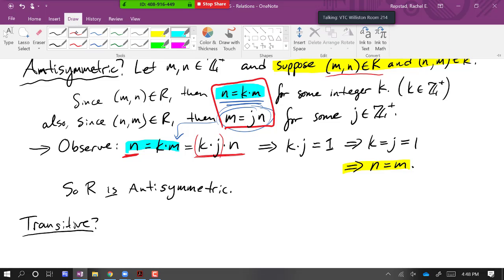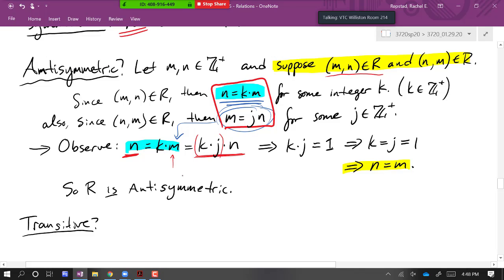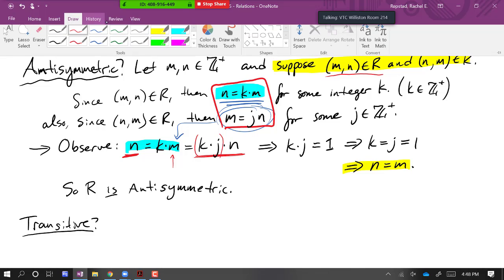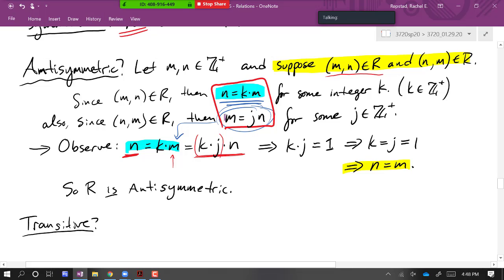Then I have m involved here in that expression, that product. The other thing we knew was that because n was related to m, then m was equal to j times n. So I took j times n and just substituted it. Oh boy, that looks awful. Hold on. Yeah. So here's m is j times n, and I substituted that in for m here. So that's why I have j times n at the end of that equation.